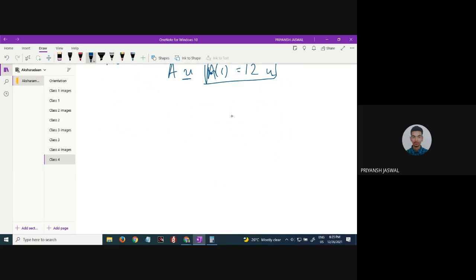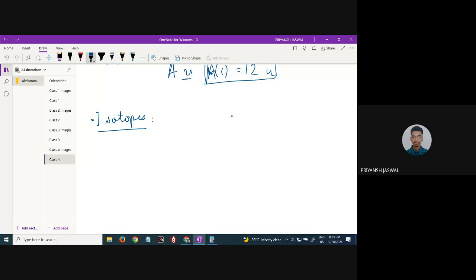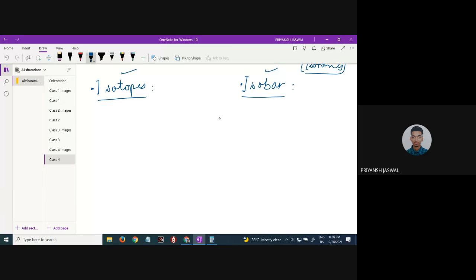And now from these definitions, some categories come under which some elements are defined. First is isotope, and second is isobar. There is a third also called isotones, but we will focus on these two only for now. Isotopes are the elements which have the same number of protons, that is the atomic number, but have different mass number.